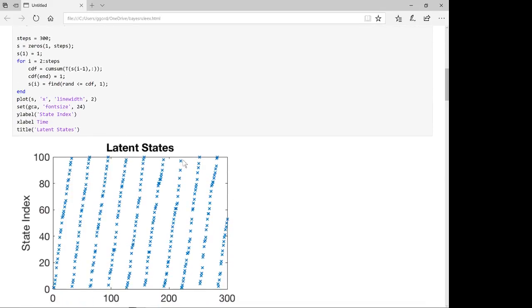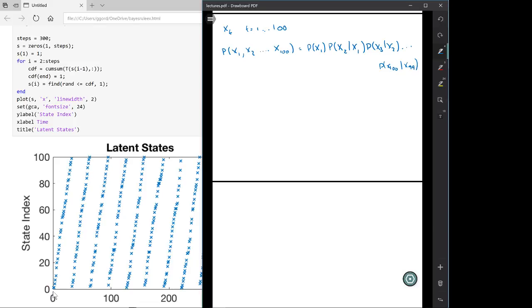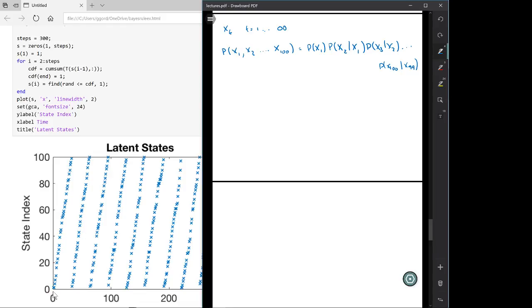So I think I wrote it down wrong. I wrote that there were only 100 of them, but you can see in this plot that there are 300 of them. So let's change that here. And then each xt is in 1 to 100. Sorry for that notational problem.